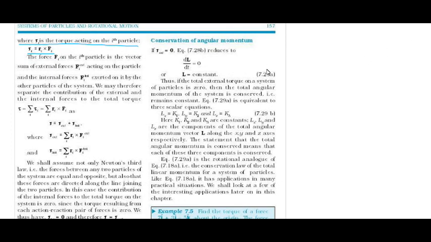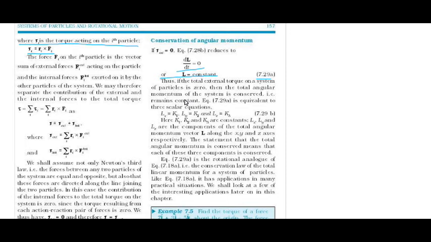Now, conservation of angular momentum. If tau external is equal to 0, equation 7.28b reduces to dL by dt is equal to 0, or L is equal to constant. Thus, if the total external torque on a system of particles is 0, then the total angular momentum of the system is conserved, that is, remains constant. So total angular momentum is conserved.